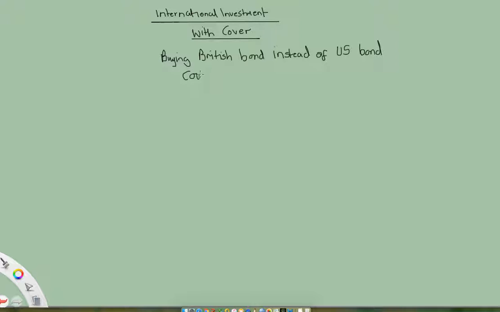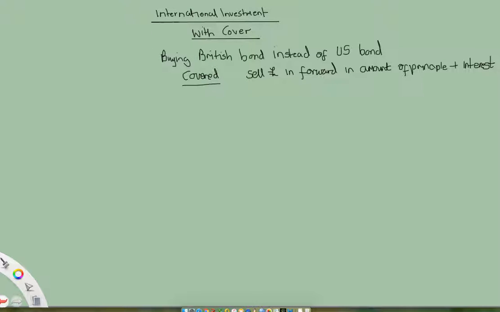Covered means that we are going to sell the pound in the forward market in an amount equal to the principal, if it's a $1,000 bond, 1,000 plus whatever interest we earn, in the amount of the principal plus interest on the bond. So we have avoided any exchange rate risk. So this is something that people can do.